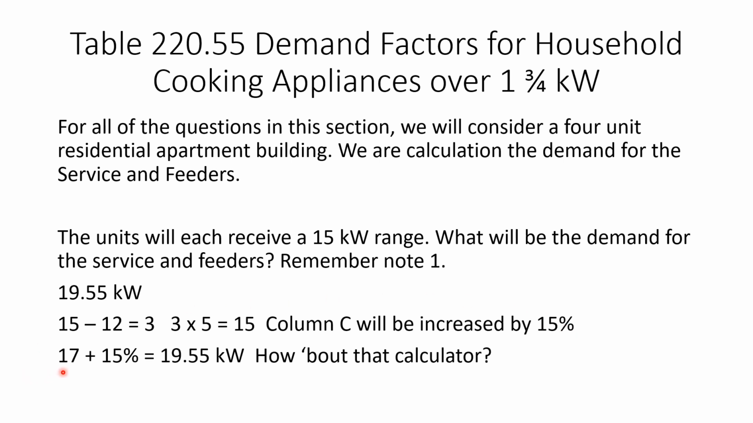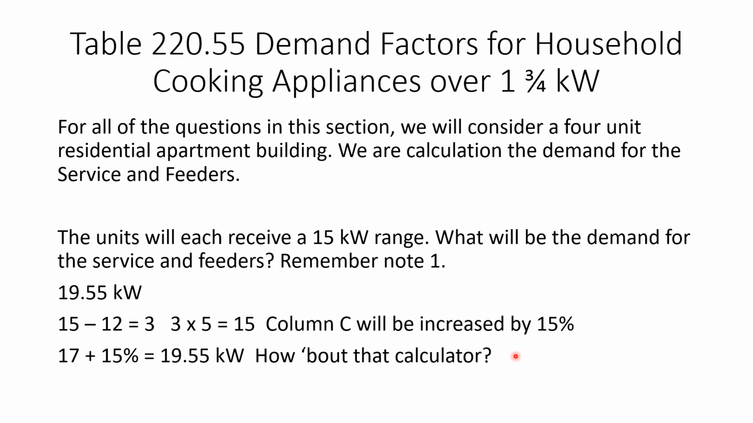So we go to column C, once again, 4 ranges, okay, 4 appliances. We follow over to column C, we get 17, we add 15%, we get 19.55 kilowatts. Now, how about that calculator? This is the reason I'm asking this.